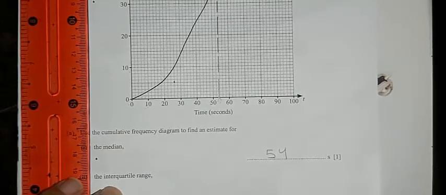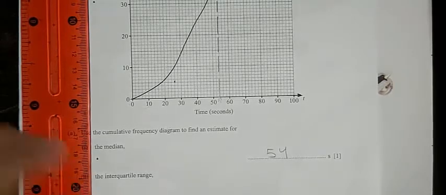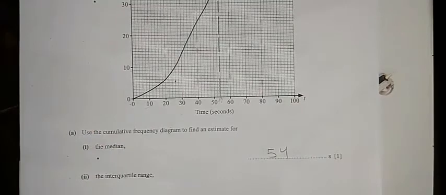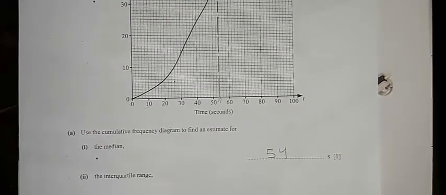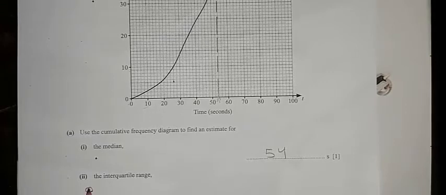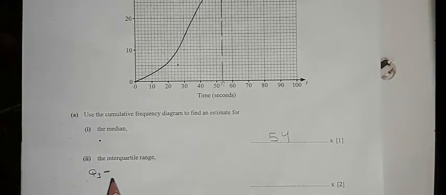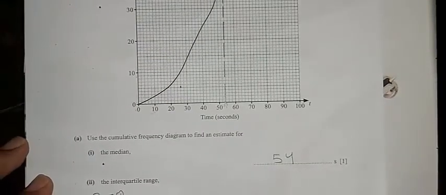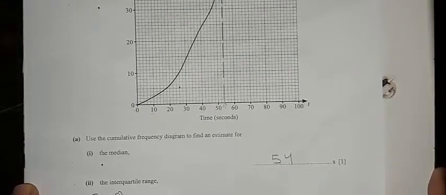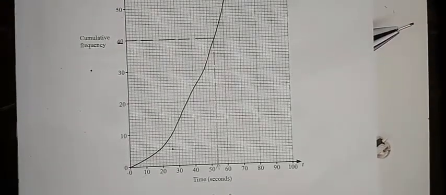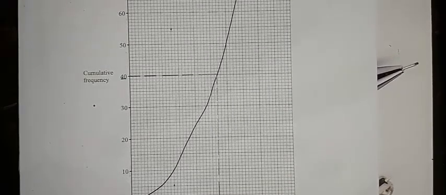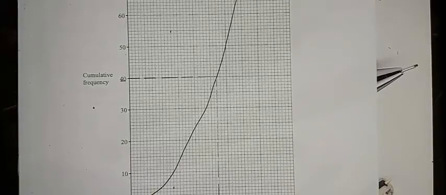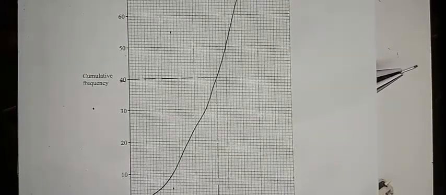The interquartile range is upper quartile minus lower quartile, Q3 minus Q1. We need to find Q3 first. Q3 is 75% of the data. The total number of girls is 80, so we can multiply 80 times 3 over 4, which will be 60 here.